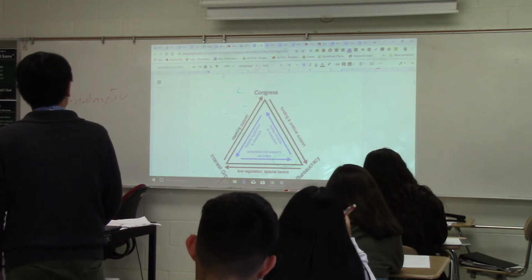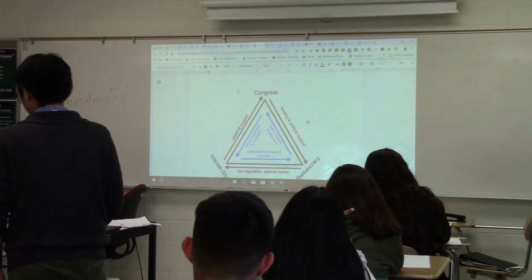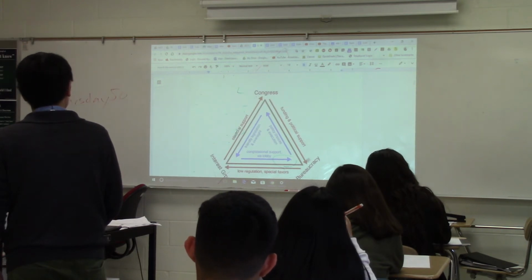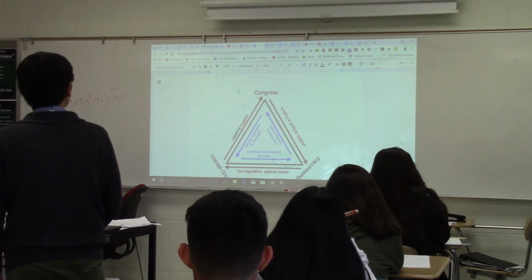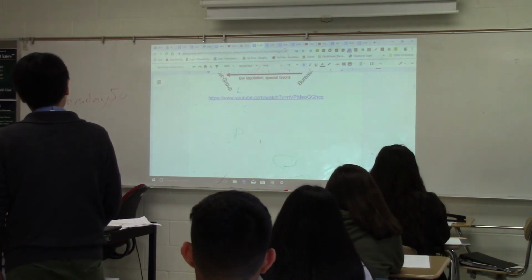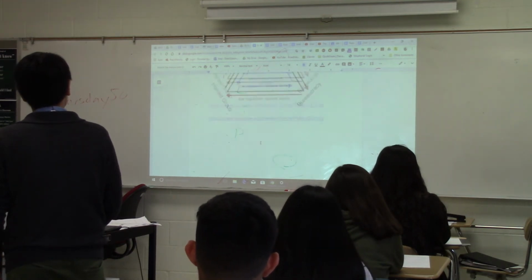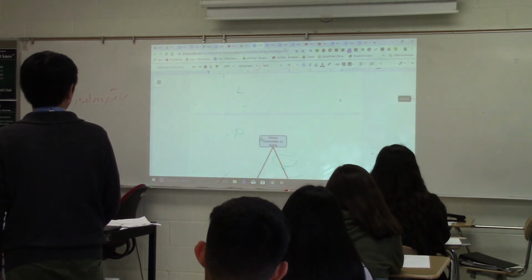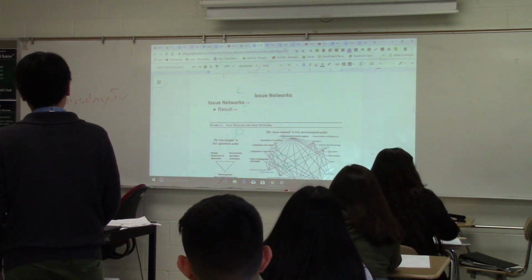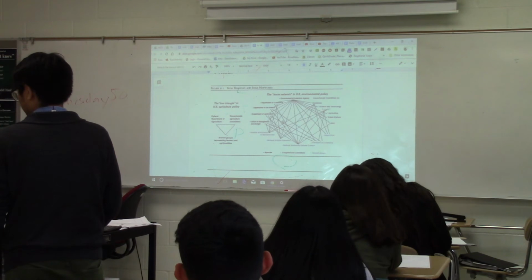Today, a lot of political scientists say that this is too simplistic, that each congressional committee and bureaucracy and interest group are actually involved in multiple iron triangles. What do we call those iron triangles? Issue networks, also known as sub-governments, so make sure you remember that, issue networks or sub-governments.